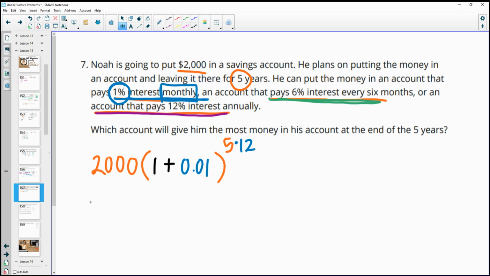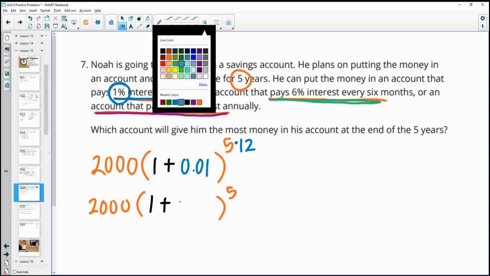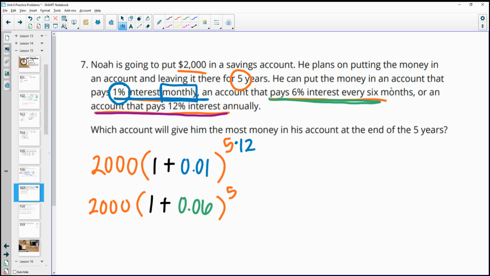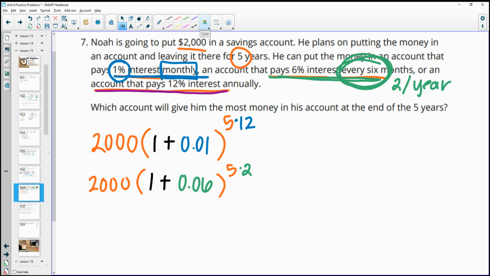So then the next account, he's again putting 2,000 in, okay, and he's putting it in for 5 years, and then this time it's paying him 6%. Okay, each time they give him a payment, but this is happening every 6 months. So how often is there 6 months each year? So this is 2 times per year versus monthly is 12 times per year. So each of the 5 years, this is happening twice. So we would multiply that exponent by 2.